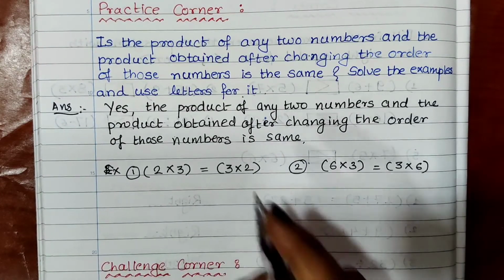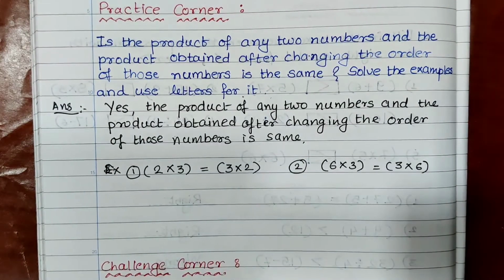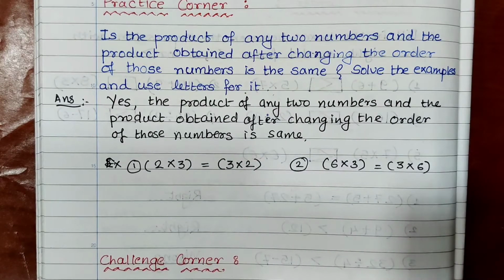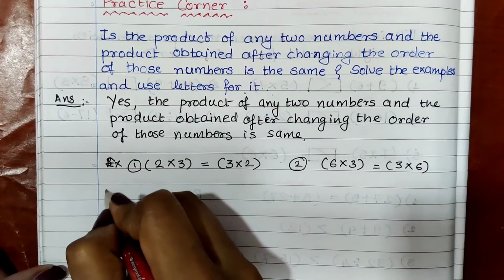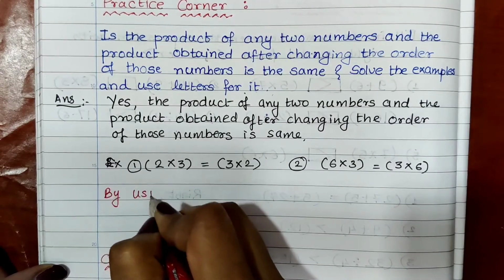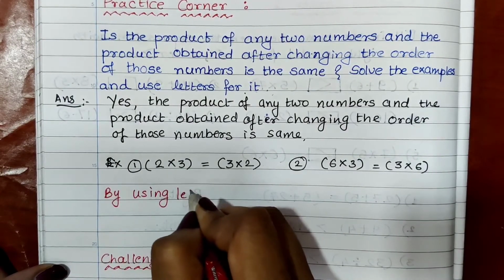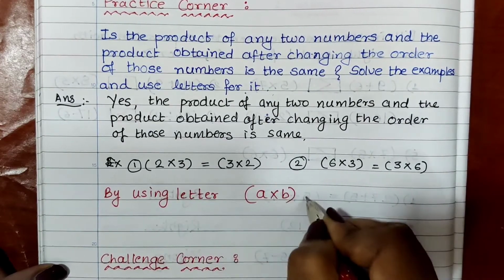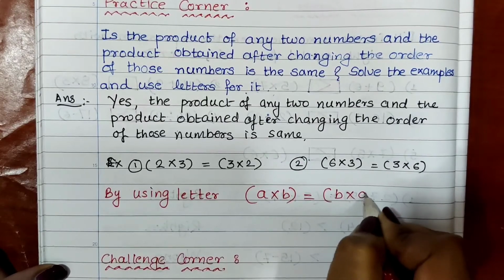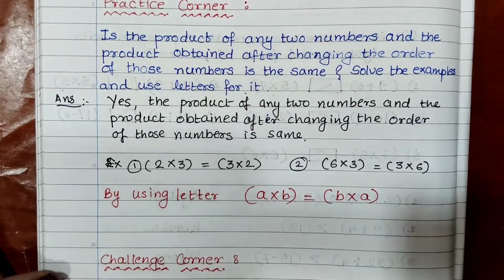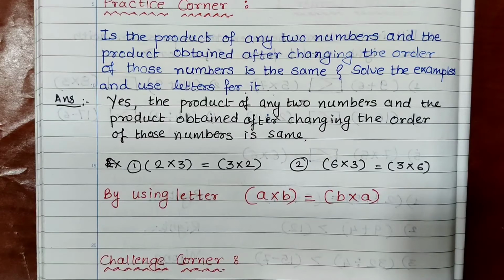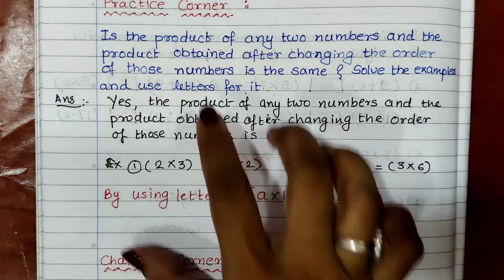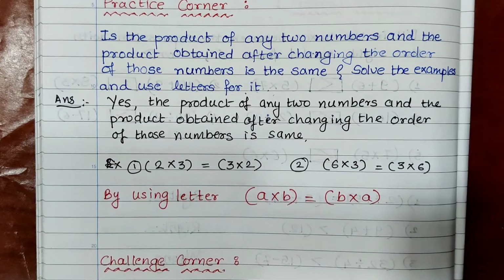Now next is use letters for it. By using letters, how can it be written? By using letters, it can be written as A into B will be equal to B into A. We can interchange the order, but answer of their product is always equal. It is always same. So in this way you can write answer of this first question. Now let us go on the second question in challenge corner.